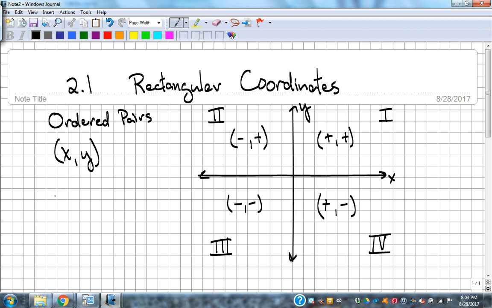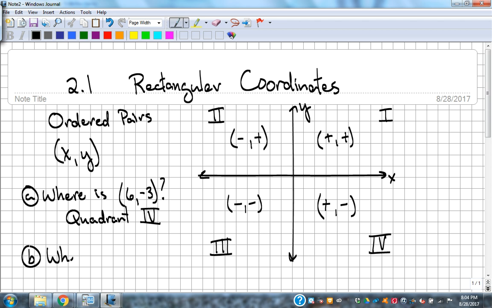So example there, where is 6, -3? Where's it located on the coordinate plane? In quadrant 4, because it's a positive x value with a negative y value. So that's quadrant 4. So just knowing that sort of stuff. We'll call that example A.